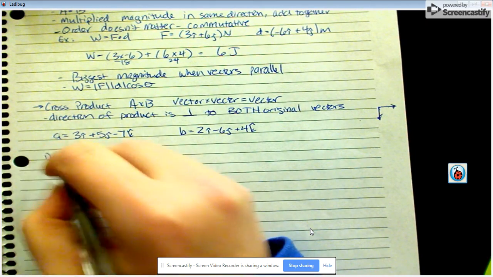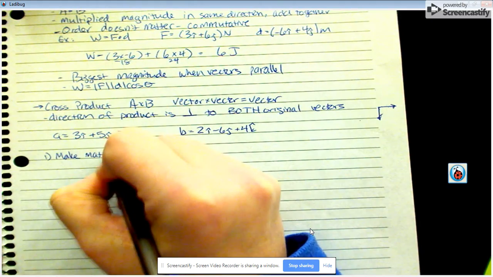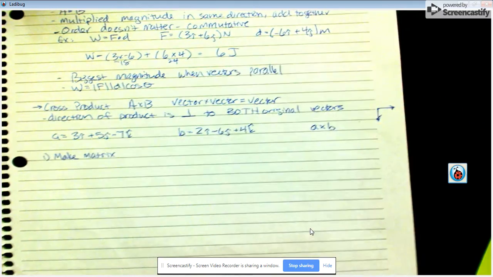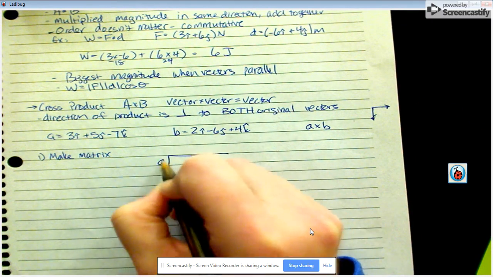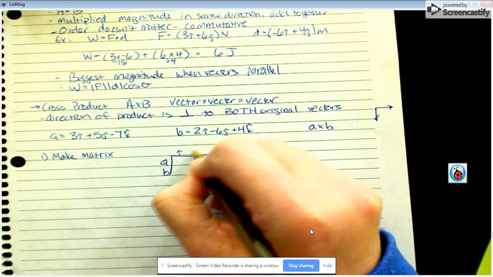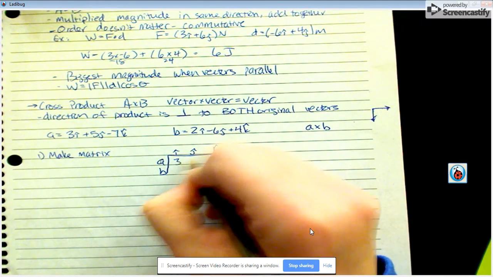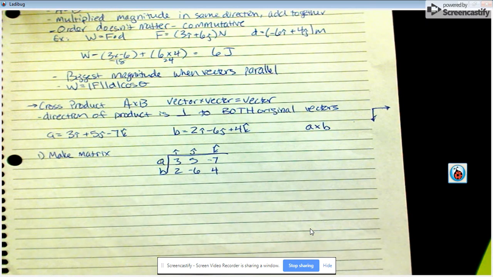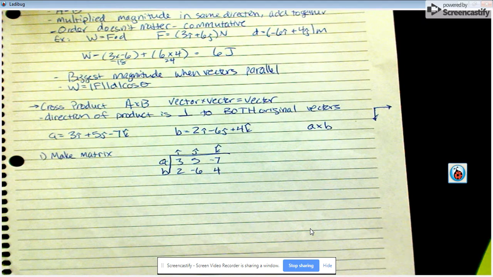The first thing we're going to do is make a matrix, a little grid. Because we're going to take A cross B, that means we're going to put A on the first row, B on the second row. And then we're going to list our i hat, j hat, and k hat values. So for A, that'll be 3, 5, negative 7, and for B, 2, negative 6, and 4. So you just write them out, but do make sure you put those in the right order.